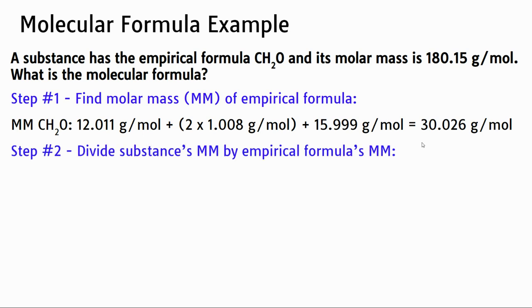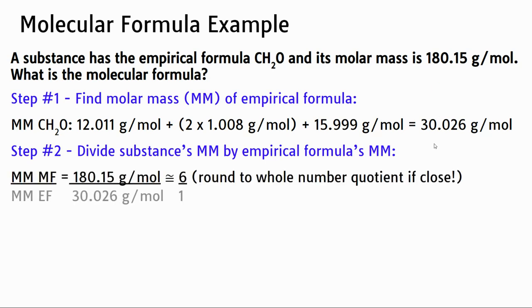So step 2, divide the substance's molar mass, which was given, by the empirical formula's molar mass. So again, we're comparing, we're doing kind of a relative mass thing here. So we'll take the 180 of the molecular formula, so the molar mass of the molecular formula, divided by the molar mass of the empirical formula. So 180 divided by 30 gives us a 6-to-1 ratio. So remember, round to the whole number quotient as long as it's close.